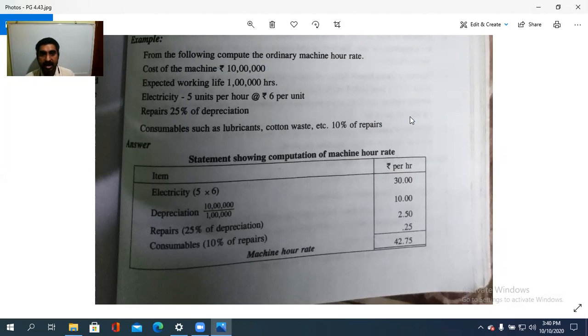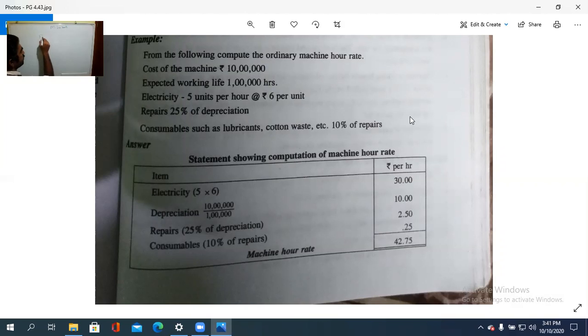Then electricity 5 units per hour at rupees 6. Then repairs 25% of the depreciation. Then consumables such as lubricants, cotton waste, etc. 10% of the repairs. So each one depends on another one. So we will calculate the statement showing machine hour rate.